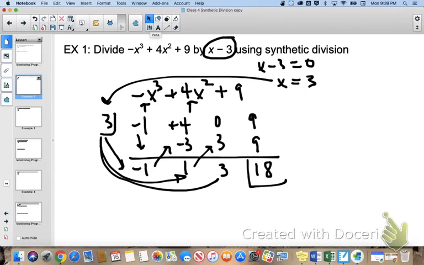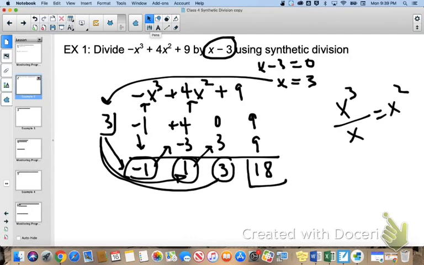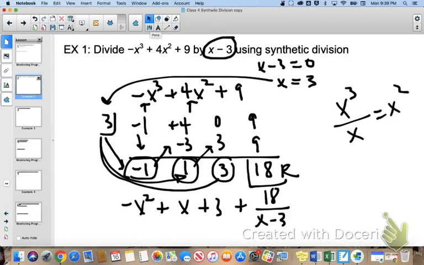Now, what this means, when you take a cubic function divided by a linear function, right? That's going to give you an x squared. What's left is our coefficients, right? So this is x squared plus 1x plus 3. 18 is our remainder, so it's going to be plus 18 over x minus 3. Pretty crazy, right? It's a shortcut. You're never going to want to do long division again. Sometimes you have to. I'll explain when that is. But yeah, synthetic division is a little shortcut.